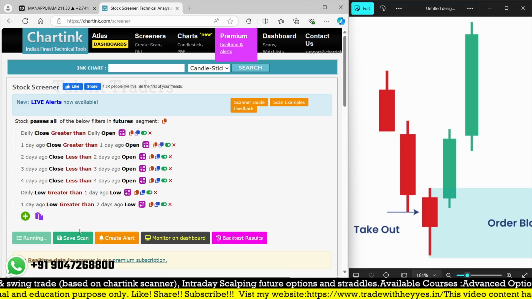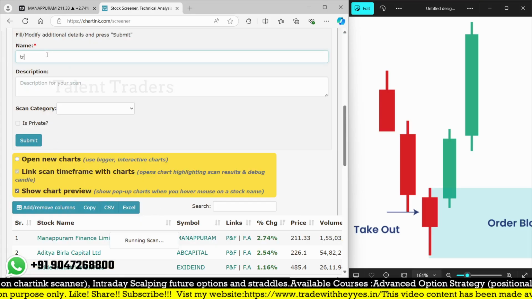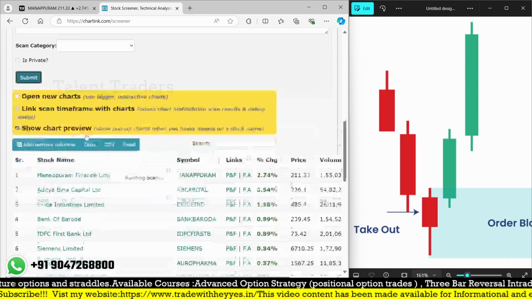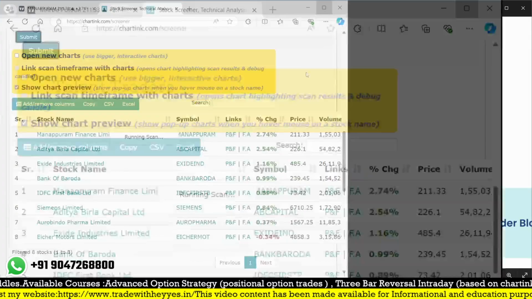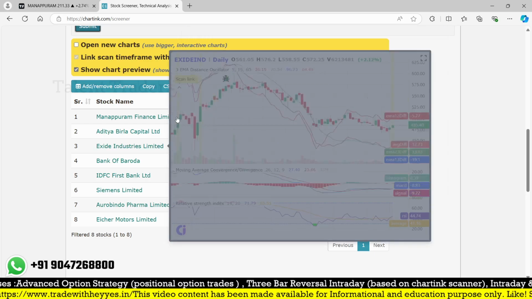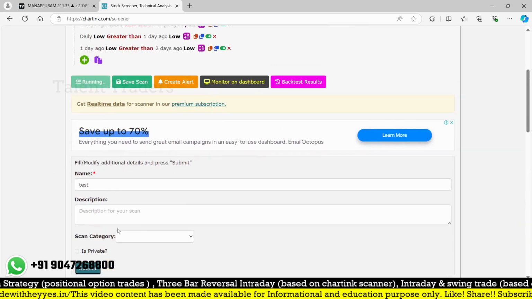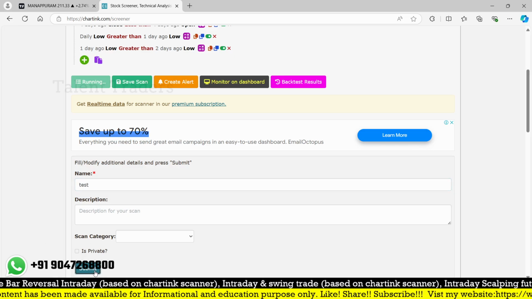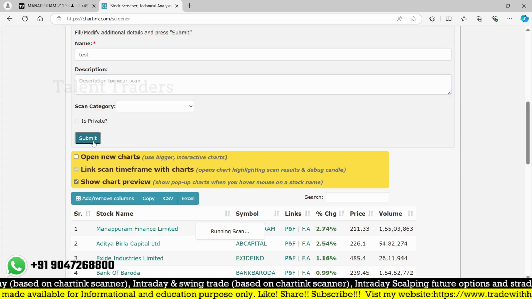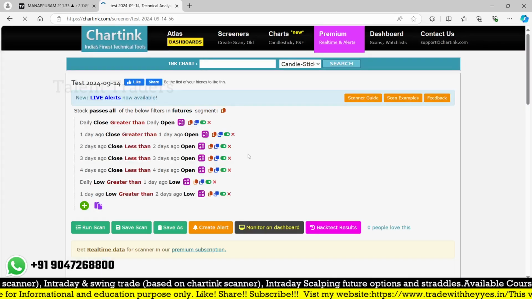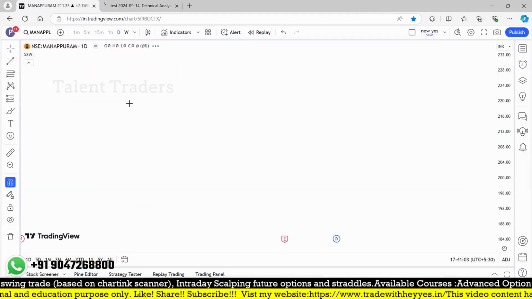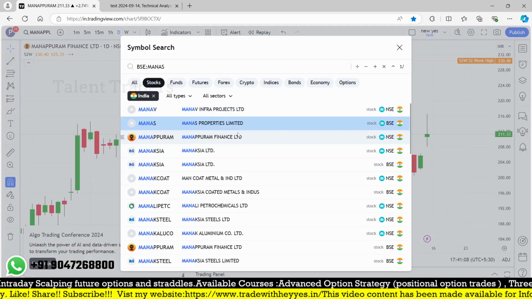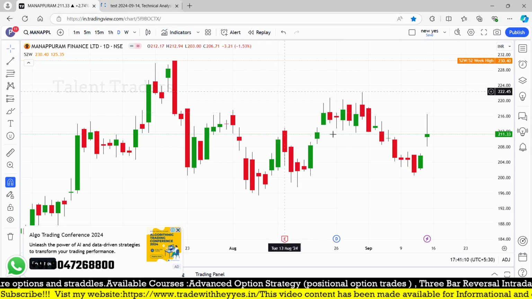Before running the scan, first we need to save this to find the sub name. It's not saved. Yeah, it's saved. So Manappuram, it shows Manappuram. I think my internet is disconnected. Manappuram, yeah. So this will be finding out the low.